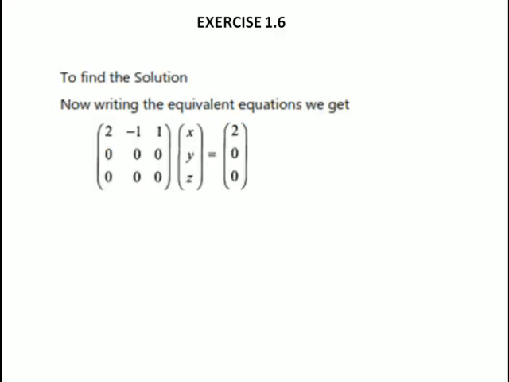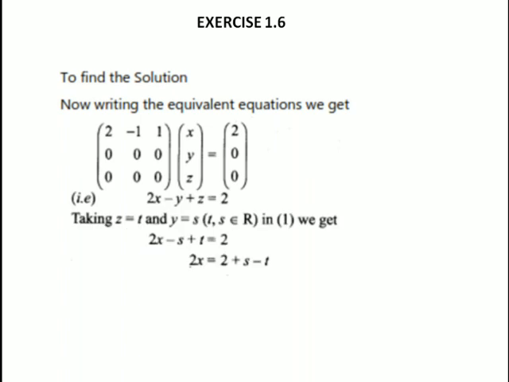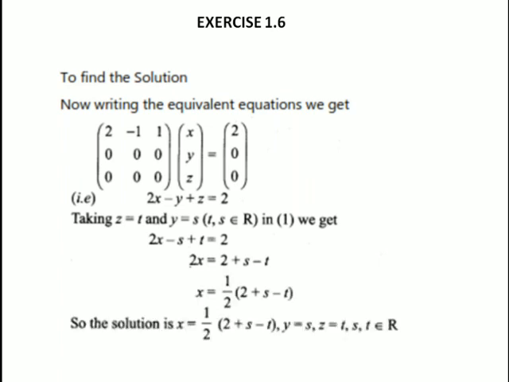To find the solution, now writing the equivalent equation, we get 2x minus y plus z equal to 0. So z equal to t, y equal to s. You substitute: 2x equal to 2 plus s minus t. Then x value is 1 by 2 times (2 plus s minus t). So the solution is x equal to 1 by 2 times (2 plus s minus t), y equal to s, z equal to t. s comma t belongs to R.